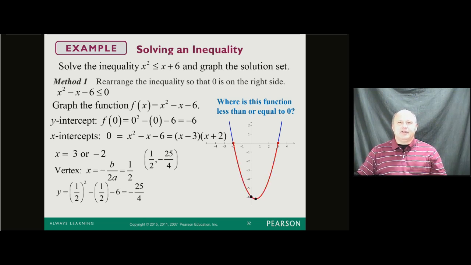So it's in red. But notice this time the x-intercepts are now solid red. Why is that? Because it says less than or equal to. So this time we're going to include those numbers. So in the red is where it is true. So it's from negative 2 to 3. And again, looking at the number line graph, negative 2 to 3. So very similar to the previous example.